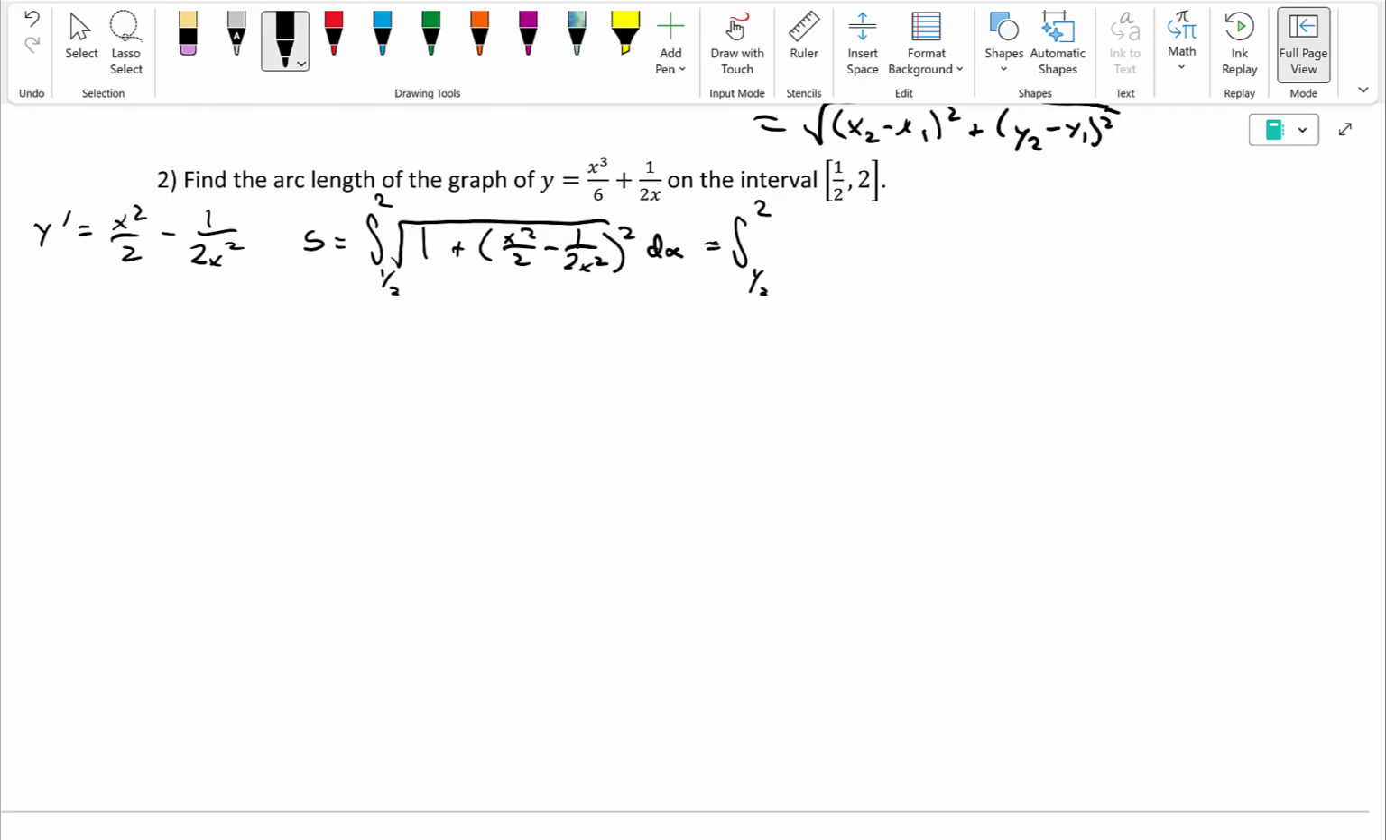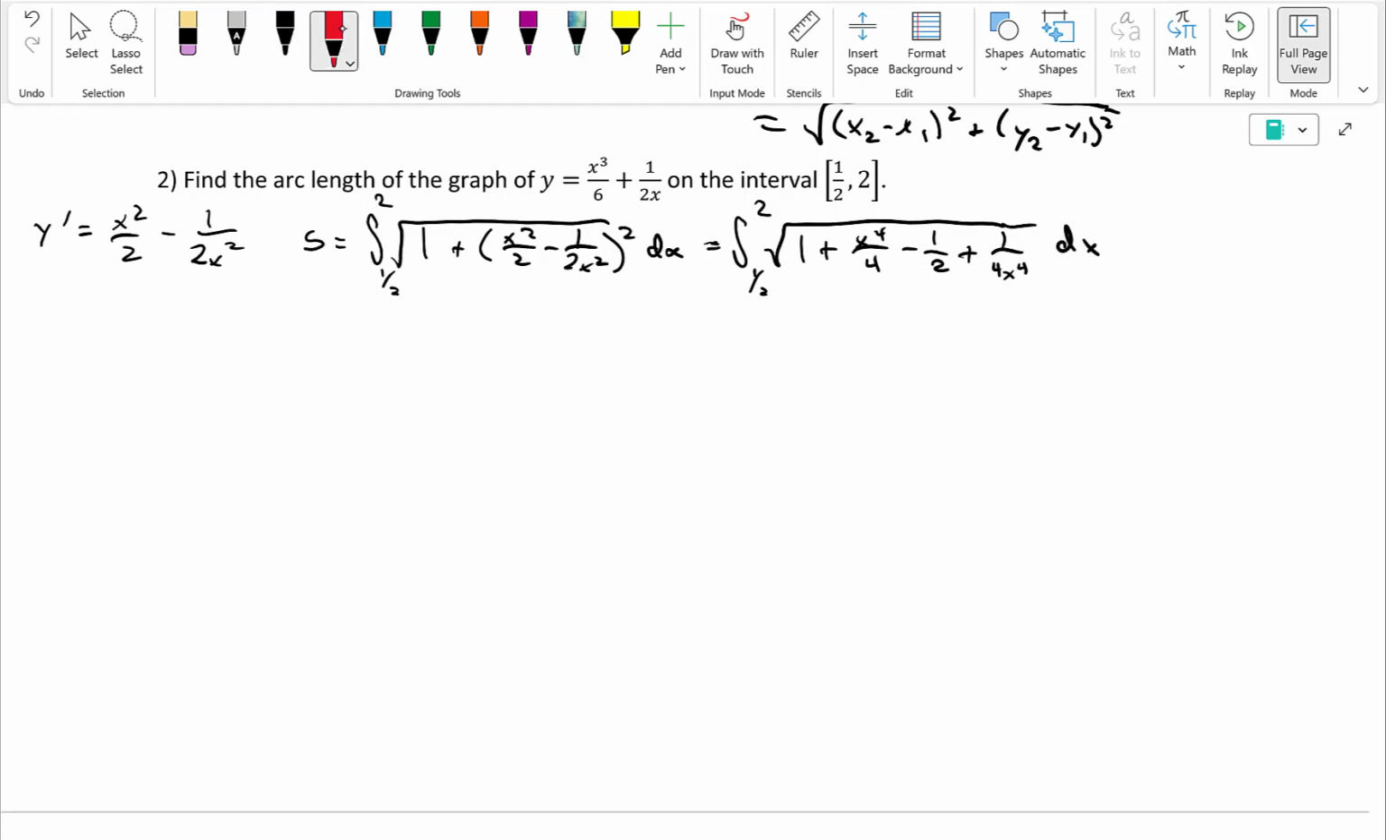So integral from 1/2 to 2. If we expand that binomial under there, we get a 1 plus x to the 4th over 4. If we multiply those two together, we get a 1/4. Right, the x squared and x squared will divide out, and then times 2 gives us our little shortcut there, so we get just a minus 1/2. And then the second term squared would give us a plus 1 over 4x to the 4th. All right, dx is still there.